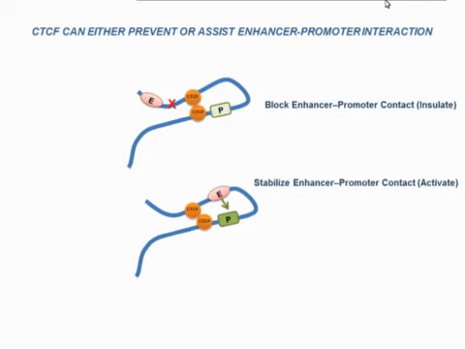But we now know more. CTCF can mediate either enhancer blocking, where the enhancer is outside the loop, or it can bring an enhancer and promoter together, in which case you actually activate. It depends on the local conformation. The main thing is CTCF stabilizes long-range interactions.